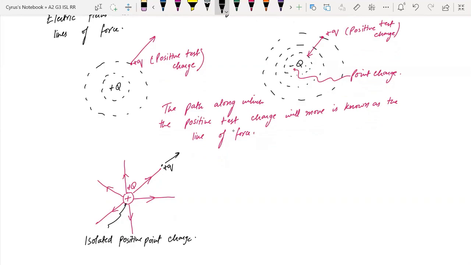So what's happening here is that the positive test charge is repelled by a positive point charge.